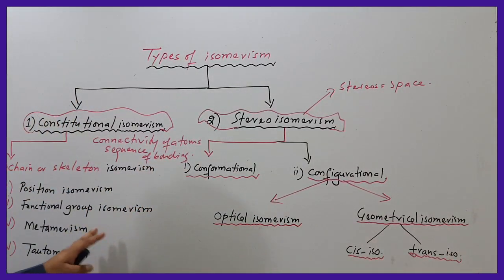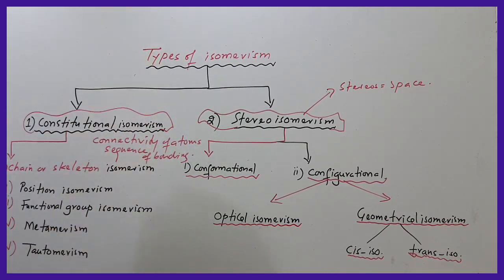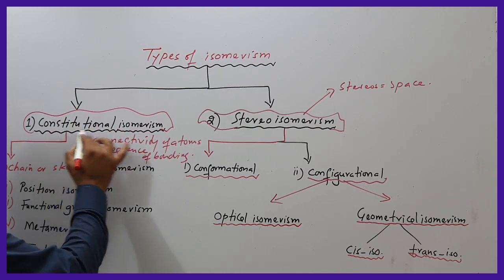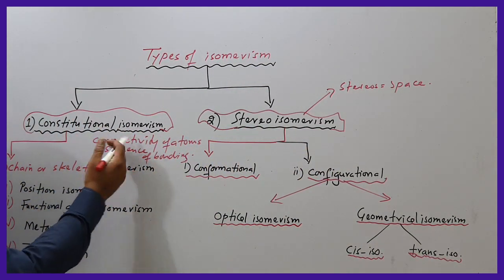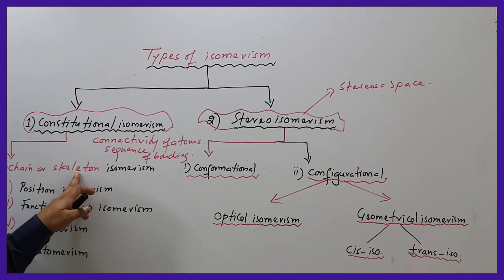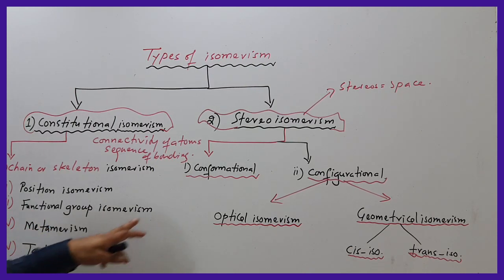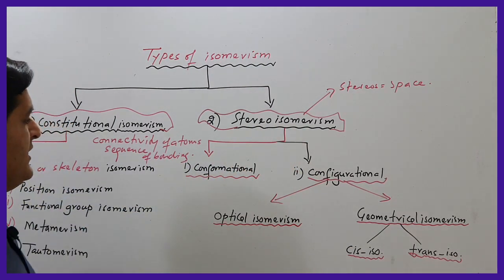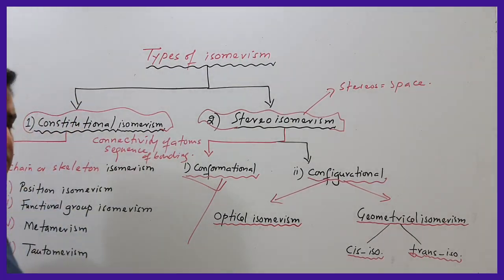So we will do each and every type of these isomers. Isomers are mainly classified into 2 types. One is constitutional isomers, the other is stereoisomers. The constitutional isomers are further classified into 5 types: chain or skeletal isomerism, position isomerism, functional group isomerism, metamerism and tautomerism. Stereoisomers are further classified into conformational isomers. These isomers are not in our syllabus.